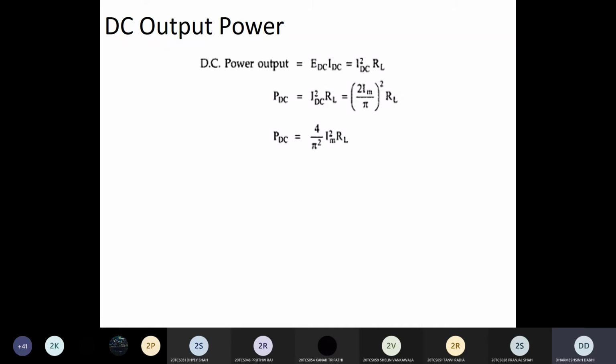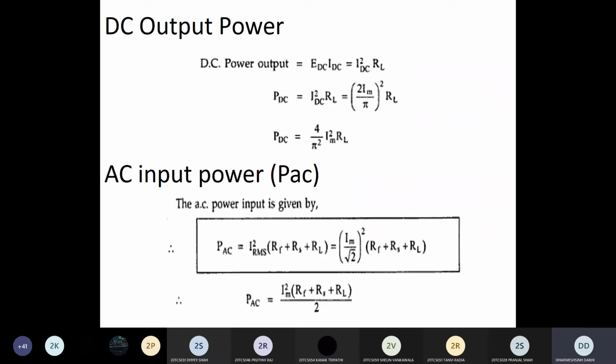Clear? Now derive the equation of AC input power. So what is the input AC power? PAC is equal to I square into R.